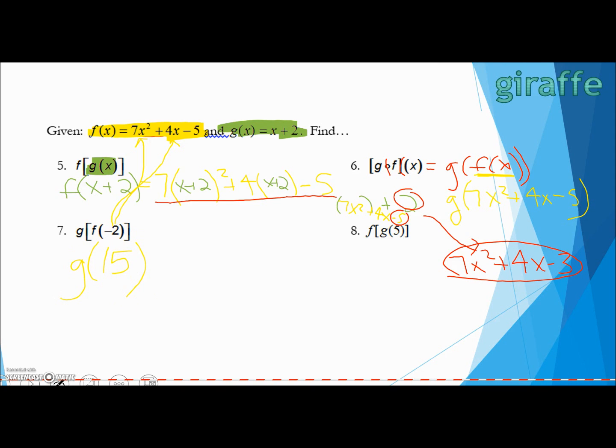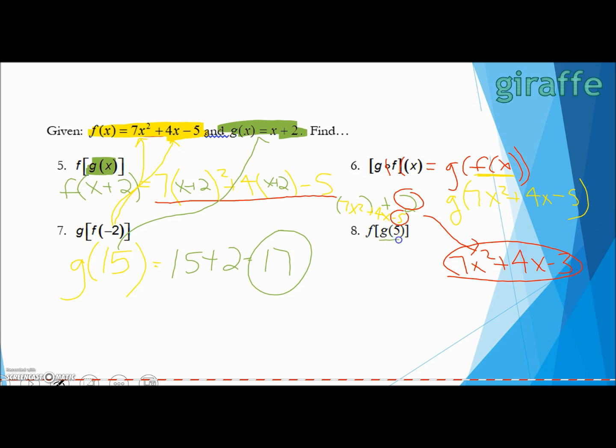Now I need to plug that into g. And so that one's not too terrible to do. I'm going to be plugging in 15 plus 2, because I'm plugging into that g function, and I get 17 as my final answer.